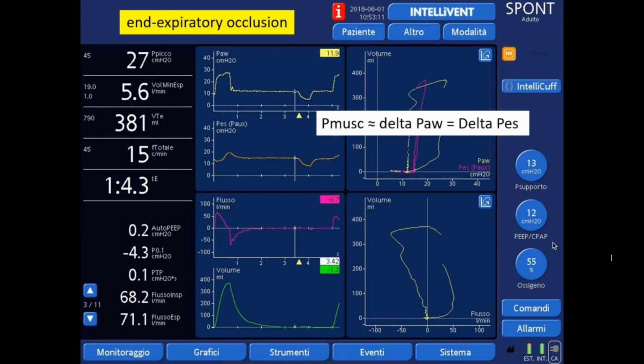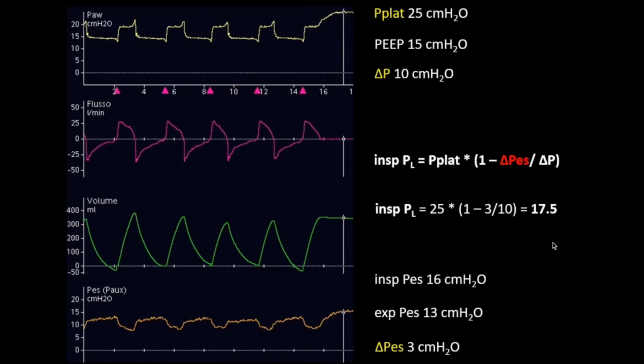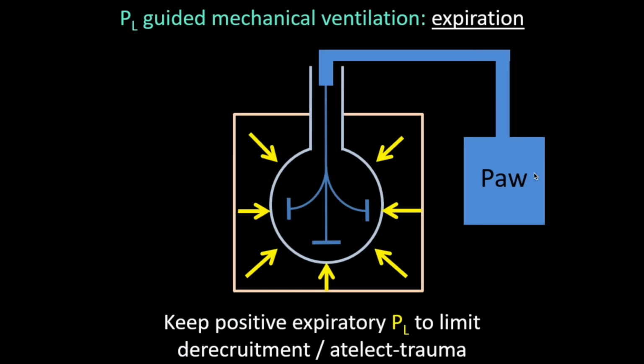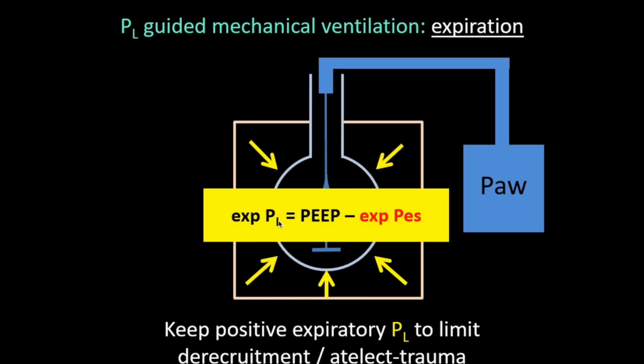Now we can use the formula to measure the esophageal pressures in the expiratory phase as well as in the inspiratory phase. Here you can see in an actively breathing patient, the transpulmonary pressure comes out to be 17.5 by using this delta PES formula. Now let's see how it will guide us in expiration. As we said, the formula which we use is PEEP minus expiratory esophageal pressure.